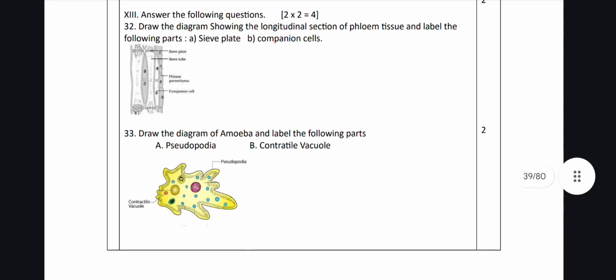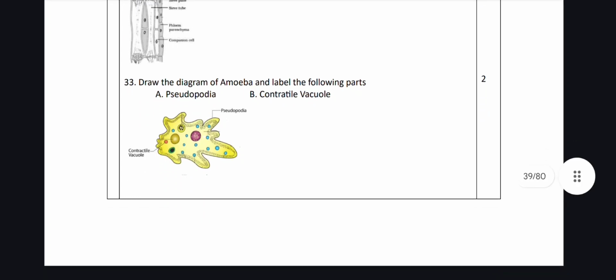Answer the following question. Draw the diagram showing the longitudinal section of phloem tissue and label the following parts: sieve plates and companion cells. You can see the sieve plate, sieve tube, phloem parenchyma, and the companion cells. Please draw a neat labelled diagram to get the full marks.